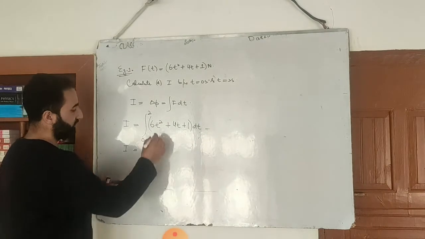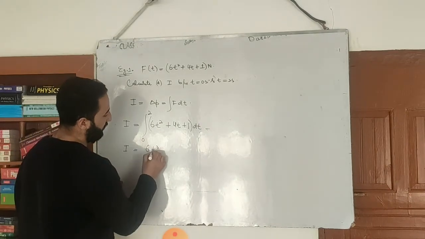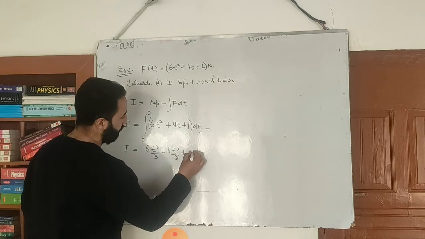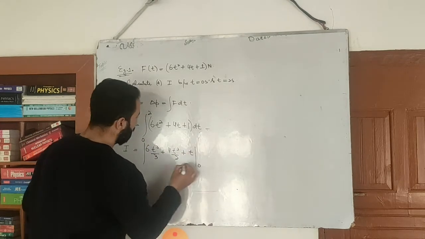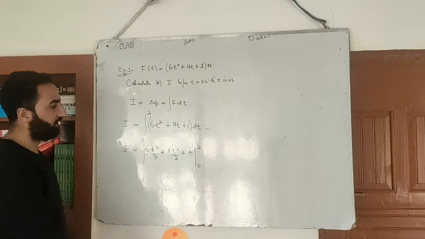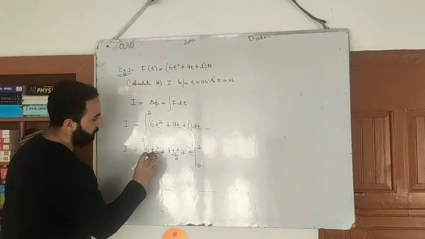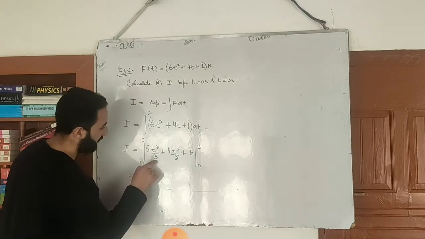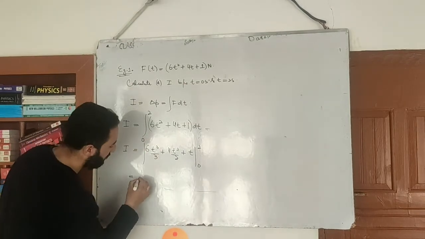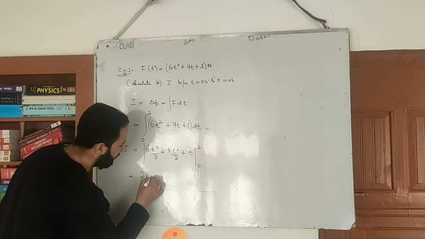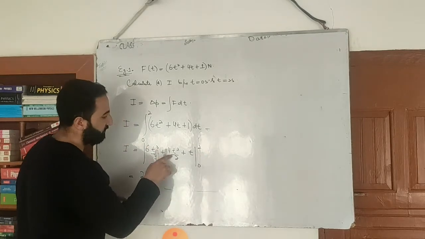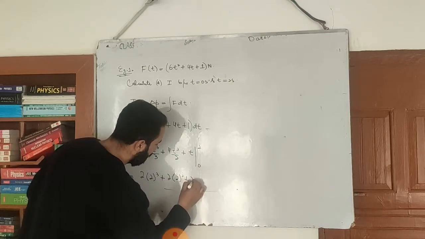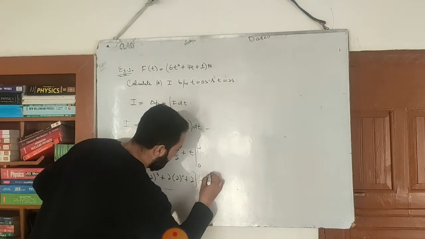So this means 6t cube divided by 3 will become, 4t square by 2 will become, plus t. The lower limit is 0, upper limit is 2. Obviously lower limit will vanish because this will become 0, this will become 0, this will become 0. Upper limit will not vanish, so it will be equal to 3 1s are 3, 3 2s are 6. So 2 multiplied by t, in place of t what will we write? 2 cube plus 2 1s are 2, 2 2s are 4. So 2 multiplied by 2 square plus t, in place of t 2, this upper limit minus lower limit is 0.